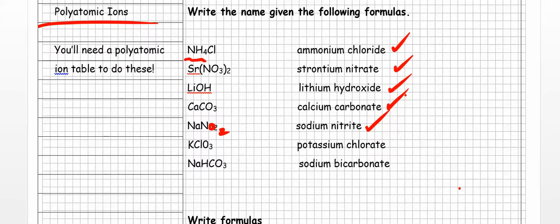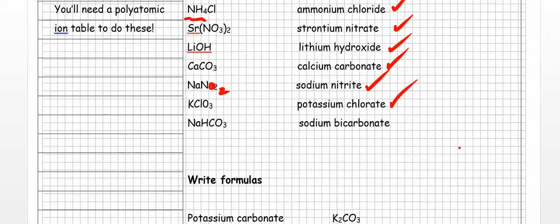The next one would be KClO3, that's potassium chlorate, ClO3 being the polyatomic ion chlorate with a charge of -1. So when you do the switch with the +1 of the potassium, you get +1 and -1 canceling away. And then the last one we've got is NaHCO3. HCO3 is bicarbonate, so this would be sodium bicarbonate. Sodium bicarbonate for that one.